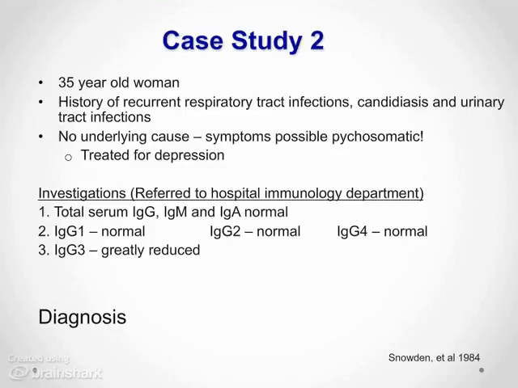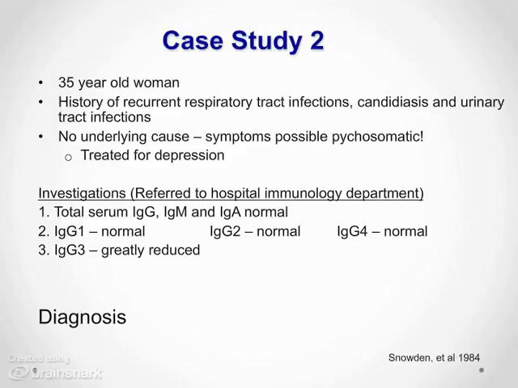The next case is a 35-year-old woman. She had a history of recurrent respiratory tract infections, yeast infections, and urinary tract infections. No underlying cause was found, and the symptoms were thought to be possibly psychosomatic, and she was treated for depression. She was finally referred to a hospital immunology department.